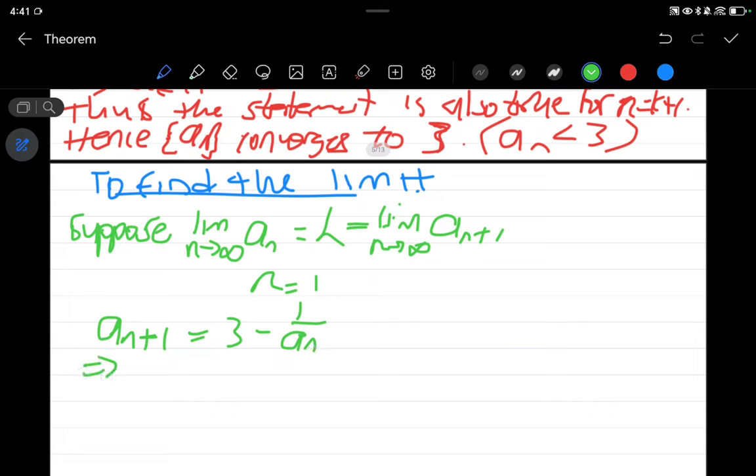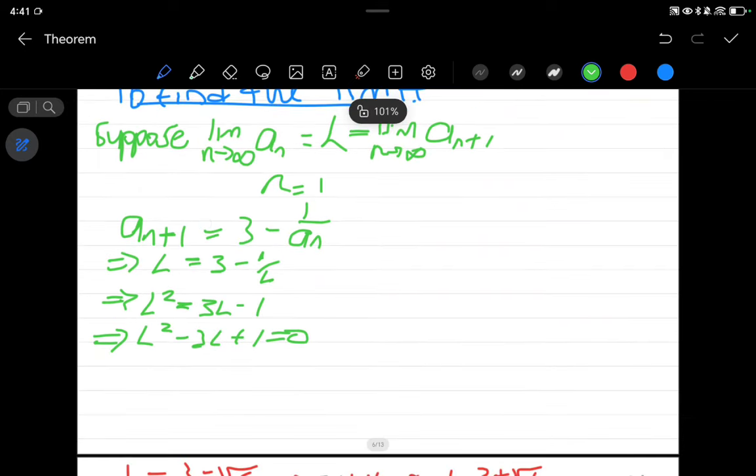this would imply that L is equal to 3 minus 1 over L. If I multiply both sides by L, I get L squared equals 3L minus 1. Then I take this to the other side, and I have L squared minus 3L plus 1 equals 0. But I can't factorize this.